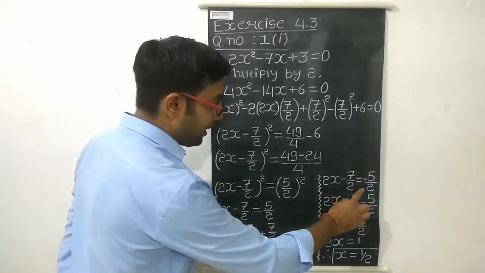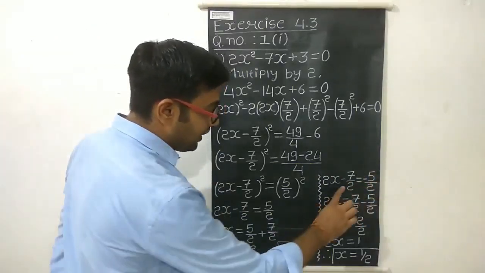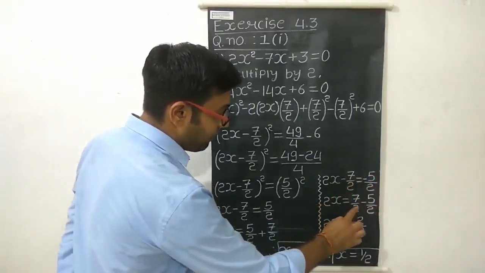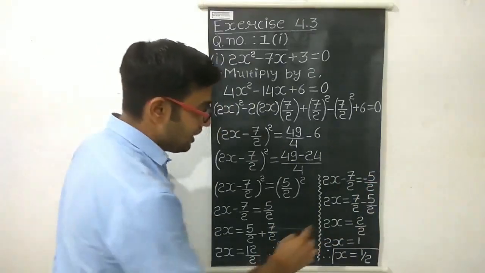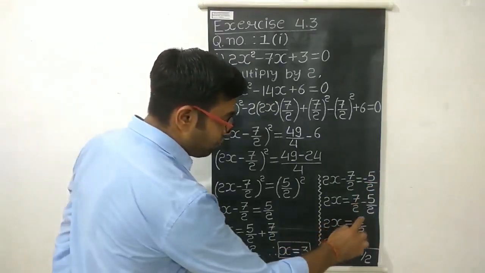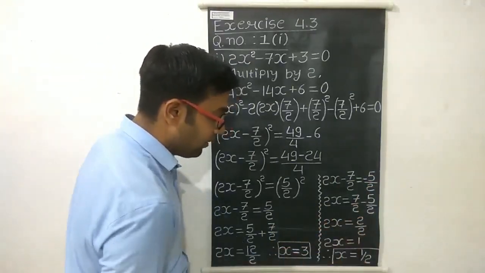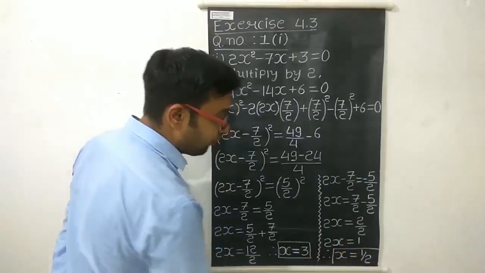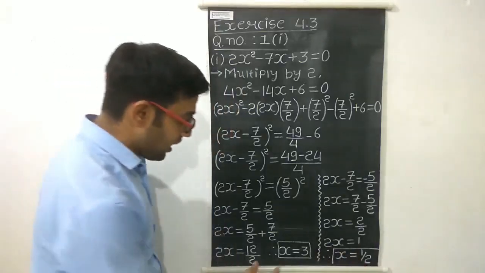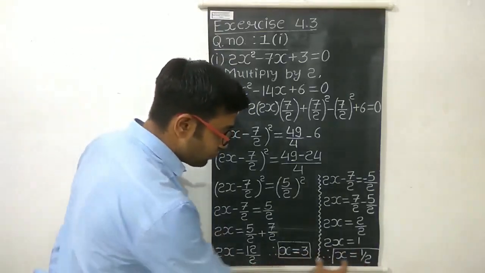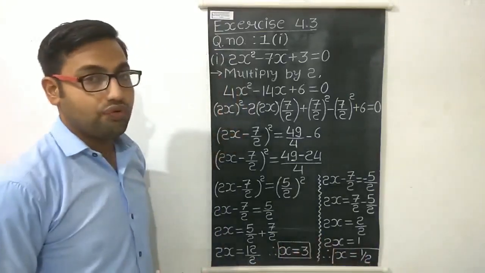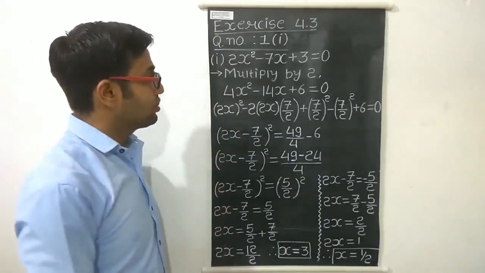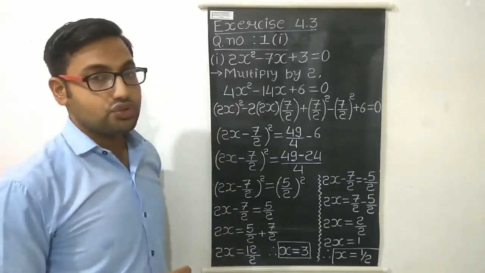Now comparing this minus 5 by 2, again by taking this to the right hand side, we will get 2x is equal to 7 by 2 minus 5 by 2. So 2x is equal to 2 upon 2, 2 upon 2 is 1, 2x is equal to 1, so x is equal to 1 by 2. So these are the two solutions, x is equal to 3 and x is equal to 1 by 2. So in this way, we can find out the solution by the completing the square method.